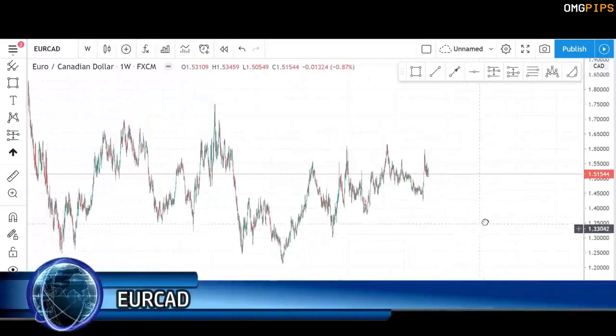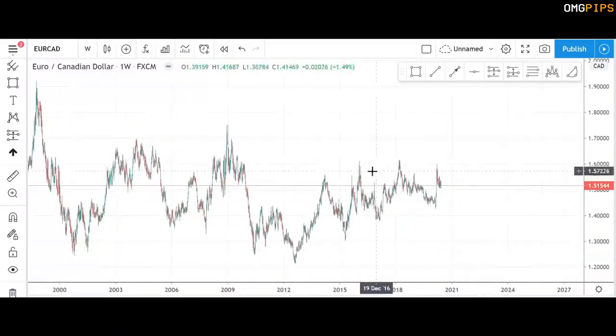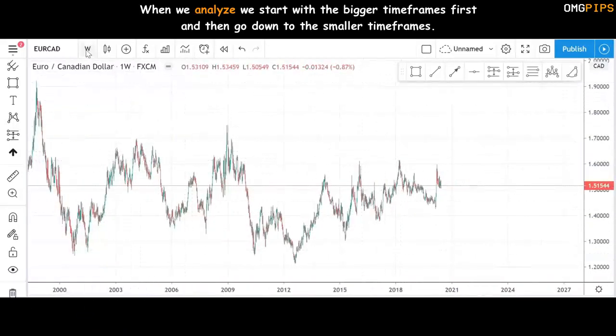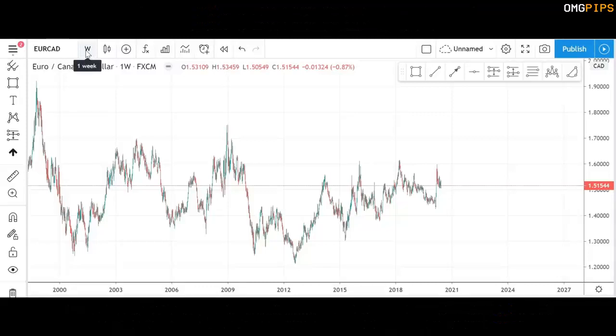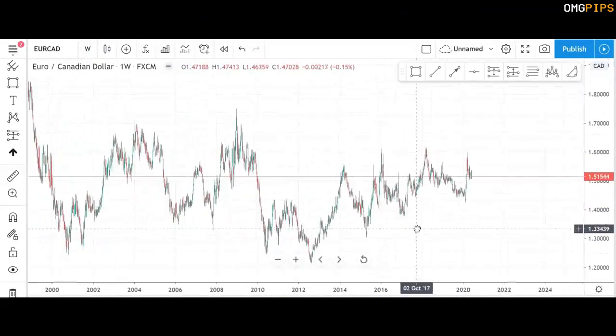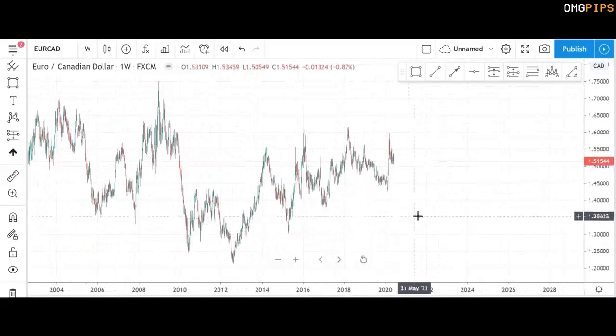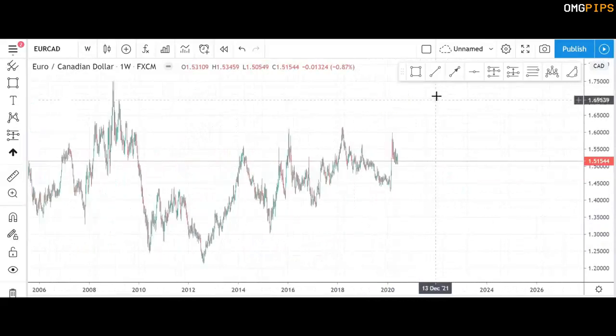Okay, so before we analyze, we have to make sure that we start with the bigger time frames, like a weekly time frame. The reason is we must have an overview of what the market has for us before we dive deeper into smaller time frames. Okay, so let's see what the market has for us. Currently, we do see that we are at a bullish momentum. And when we analyze, we make sure that we always firstly identify weekly lows and weekly highs.